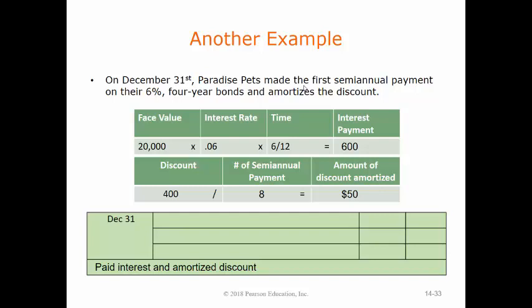We also get to amortize a portion of that discount. To find out what portion we're going to amortize using the straight line method, we're going to have to figure out how much we take away in equal portions over each interest payment to reduce it to 0 at the end of the bond's life.